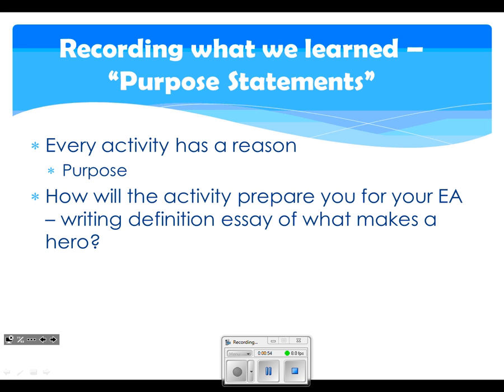Now, 114 helps practice 7 out of the 9 concepts that your definition essay is being graded on. So if you can't see the classroom bookmark where you're at, I'm just going to go ahead and verbally tell you which concepts 114 helped you practice.